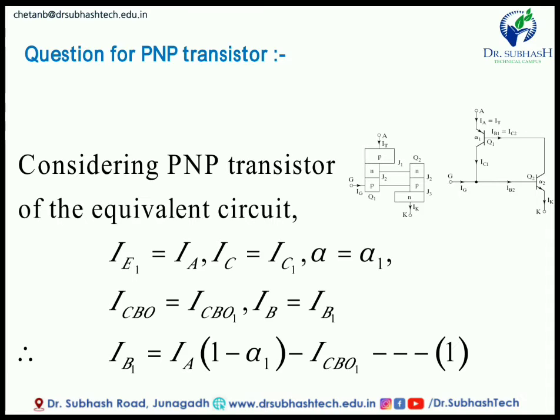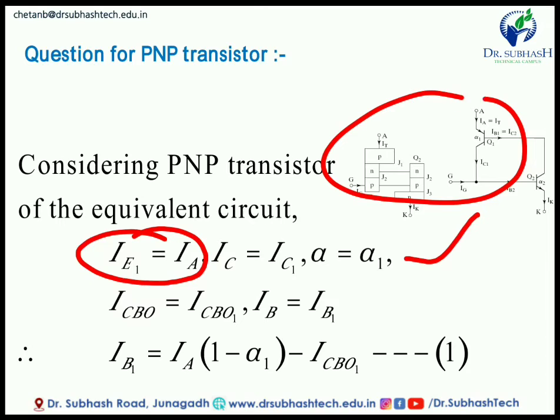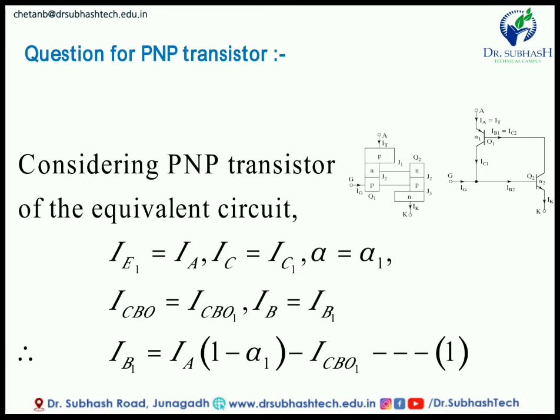Here IE1 is equal to IA, because anode current is totally the emitter 1 current, and IC is equal to IC1 and alpha is equal to alpha 1. We have to write using this figure. In the figure we can see that IE1 is equal to IA, IC is equal to IC1, alpha is equal to alpha 1, ICBO is equal to ICBO1 and IB is equal to IB1. Now put these values in the previous equation: IB1 is equal to IA (1 minus alpha) minus ICBO1. All these values we have to put in the previous equation, so we can get IB1.